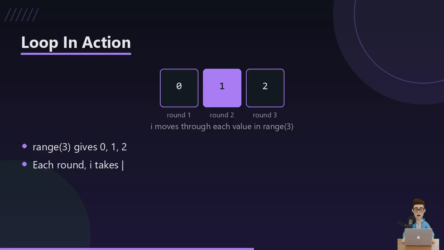Let's watch this loop step by step. On the first trip through, i is 0, then it becomes 1, then 2, and each time the body of the loop runs again with that new value. Notice how nothing here is copy-pasted. The same line just gets reused with fresh data.